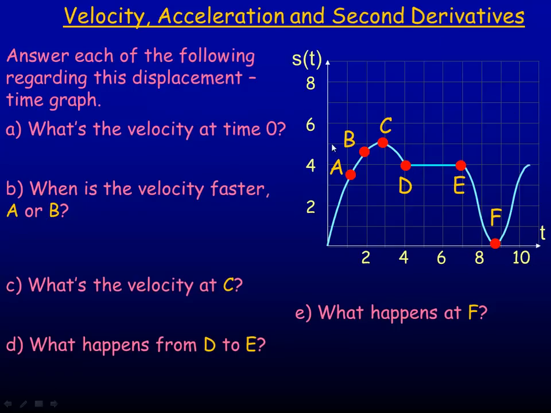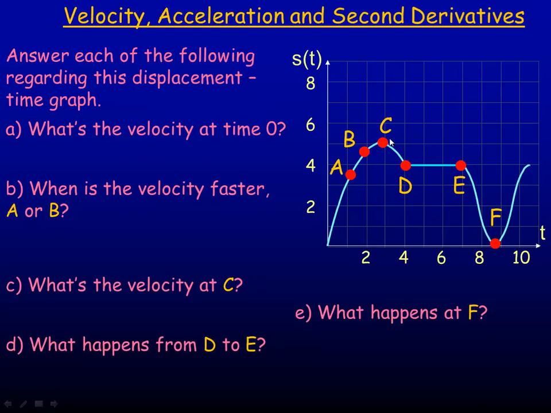This is a displacement function. I haven't got units on here, but S of t represents displacement. It could be in meters, for example, or feet. And t represents time on this axis, perhaps in seconds. It doesn't really matter what the units are. And we're asked to answer several questions about this displacement time graph.